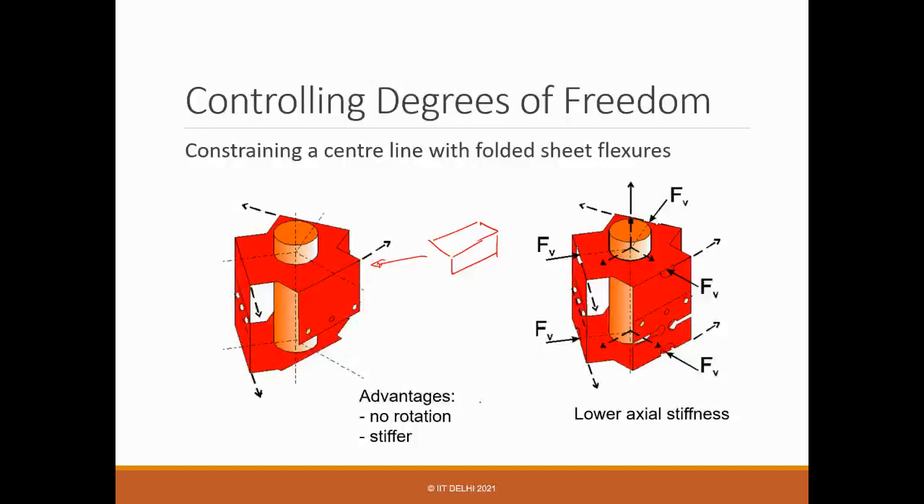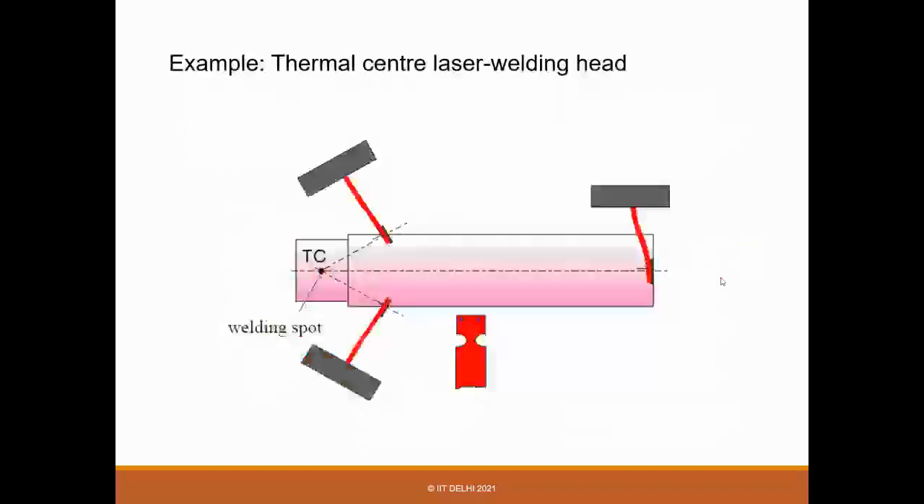So see, no rotation stiffness, lower axial stiffness as there, so it can move along this direction. It's a parallel guidance, and a very good example. So likewise, you can also implement it in laser welding kind of applications.